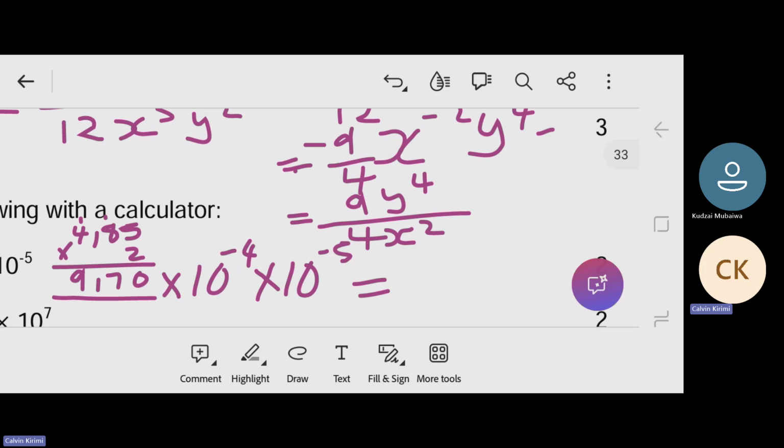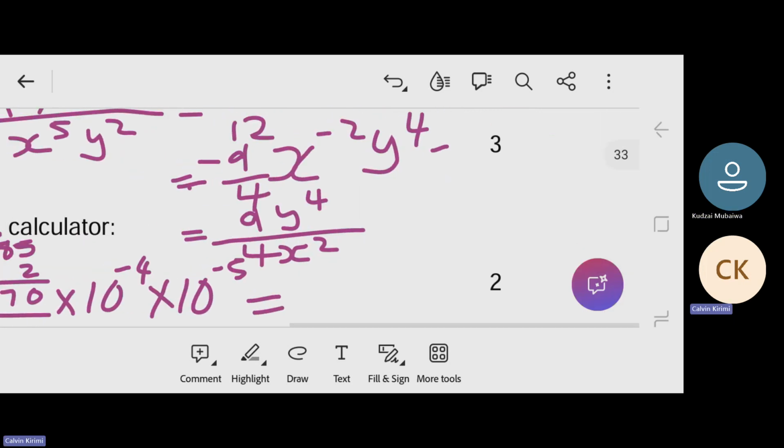What is the final answer? You are using the laws of exponents. So you are multiplying 9,70 times 10 to the power of negative 4 times 10 to the power negative 5. What are you getting? I'm getting the same answer I got. What is the answer? 0,0000097. Don't want those zeros.